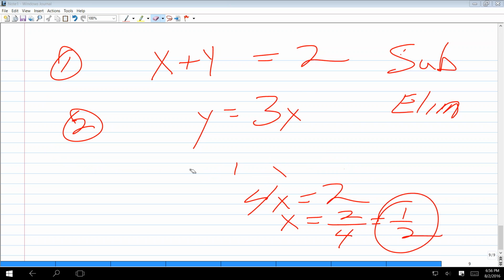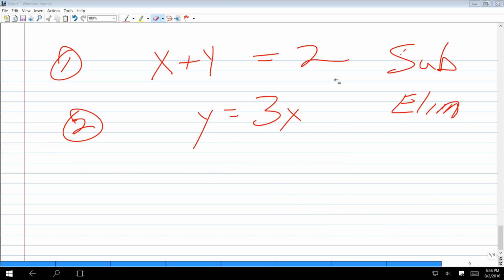Okay? Now, notice that I used substitution whenever, and it doesn't matter which variable, but when one of the variables is fully defined like that, in other words, I can tell you what y is, it's 3x. So wherever I see y in the other equation, I'm going to substitute 3x. This is what I call fully defined.